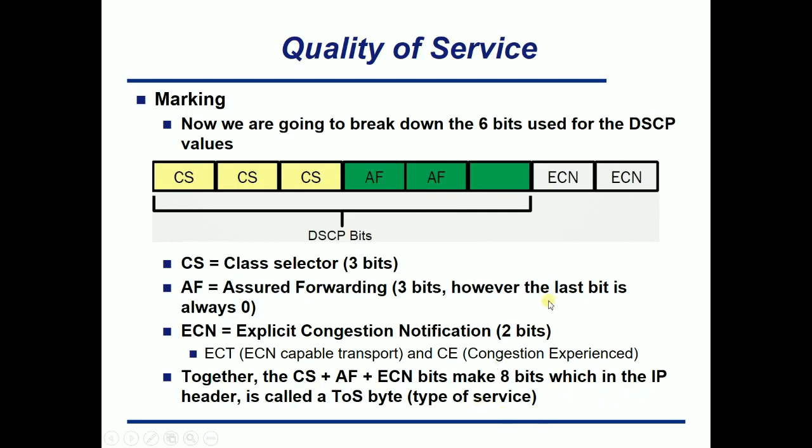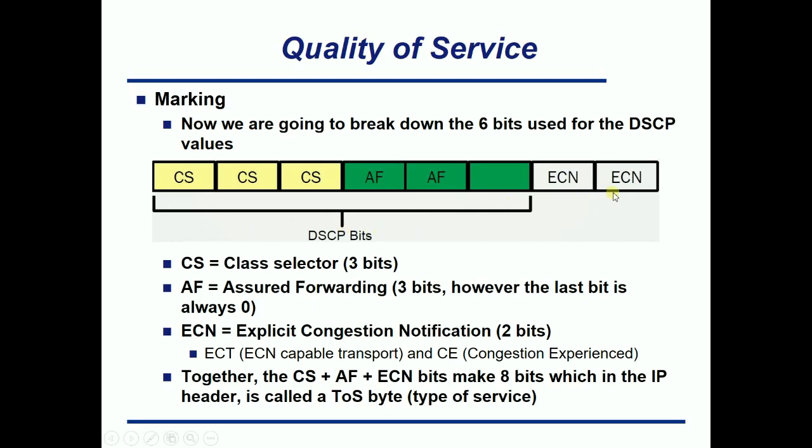So right here we have our CS bits. They're called class selector bits. We have 3 bits that we can use, and then they can make a value between 0 and 7. And in classes 1 through 4, we could actually use these assured forwarding bits, which are used to categorize our classes into subclasses, but they could only be used for classes 1 through 4. Okay.